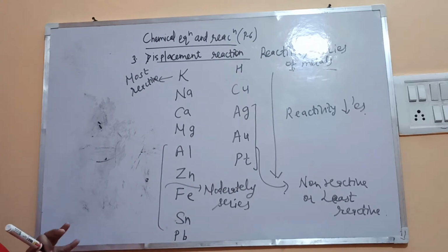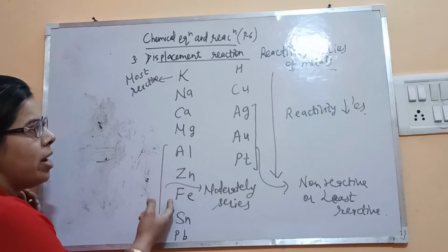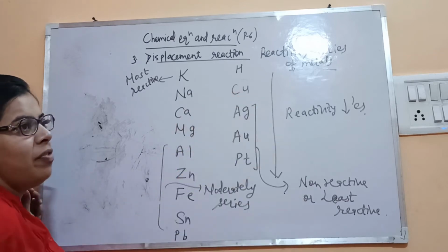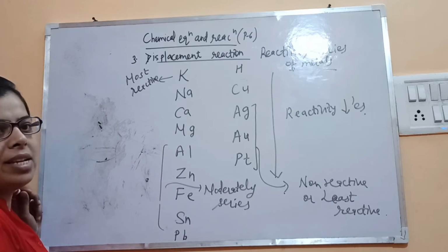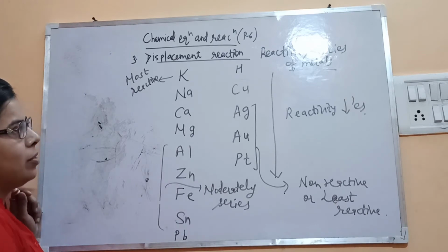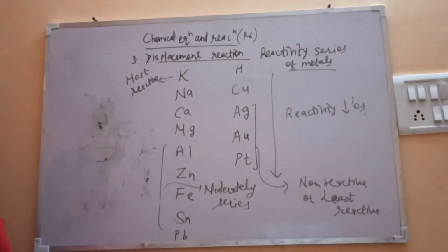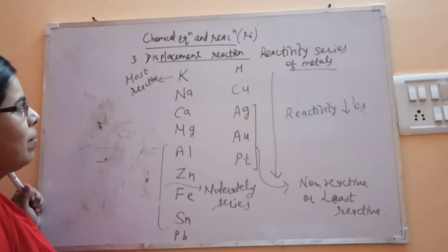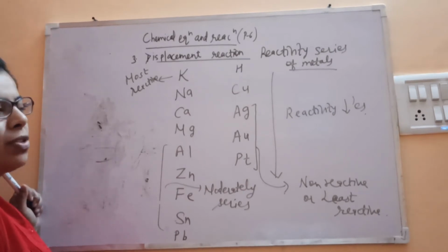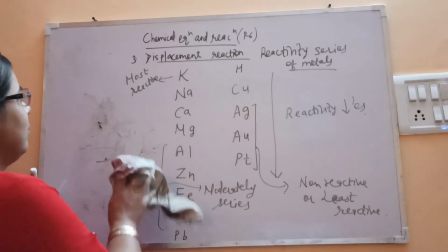Now you can compare. We have the example which we have discussed, iron and copper sulfate. Iron is more reactive, that's why it has displaced copper. If we take the opposite, copper with iron sulfate, then the reaction will not take place. So this is the reactivity series. Now let's discuss more examples based on the series and we'll come to know whether a particular reaction will take place or not. So this series you have to learn.